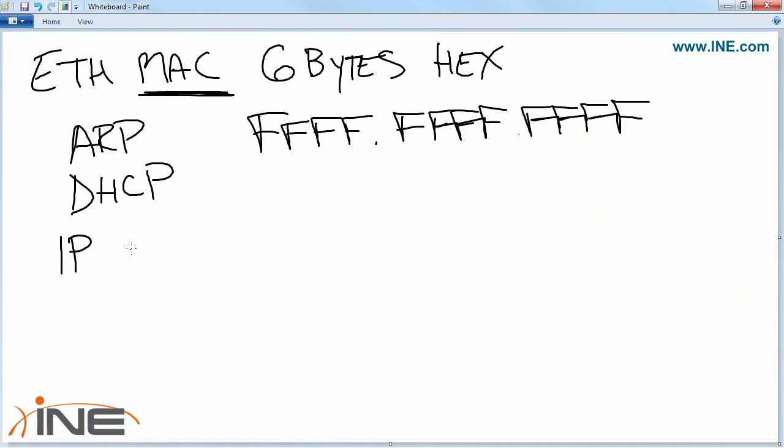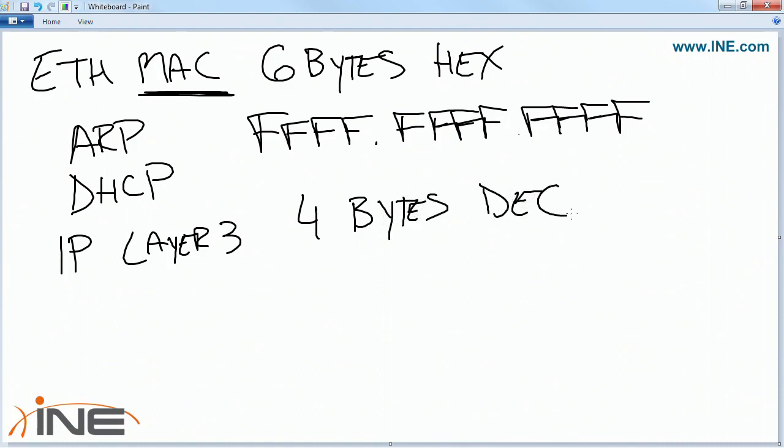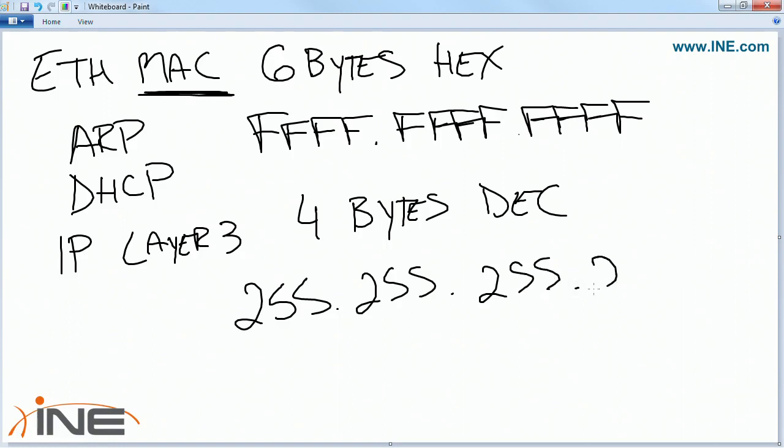For IP at layer 3, we're doing the same logic where we have 4 bytes in decimal that we're denoting it as, which means that the IP broadcast address is 255.255.255.255.